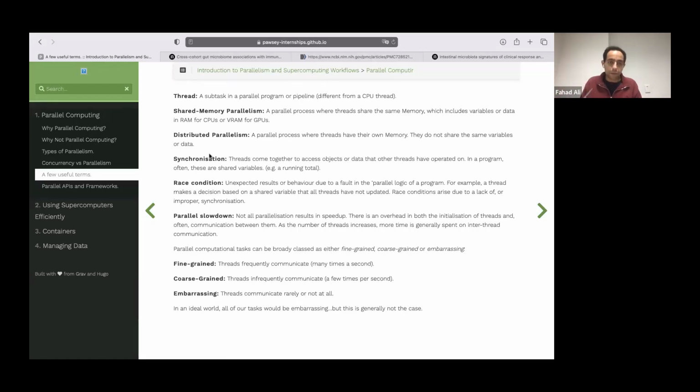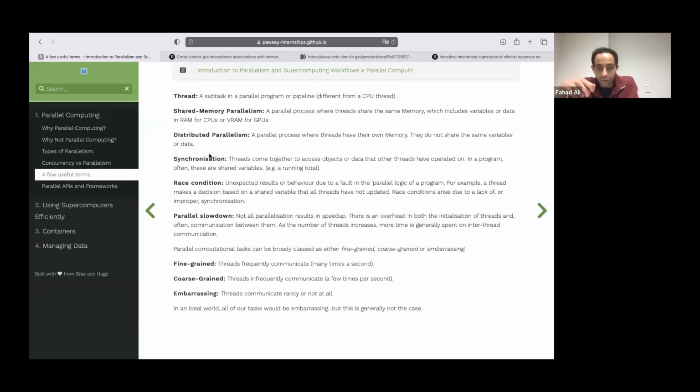You also have parallel slowdown. Generally we see that parallelization makes your computational processes faster, but sometimes that cannot happen. Sometimes it can go the other way. That is related to setting up the threads to begin with, so initializing them, but also the communication. The threads need to talk to something, whether they need to talk to memory or to the disk.